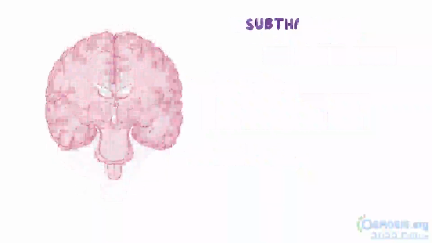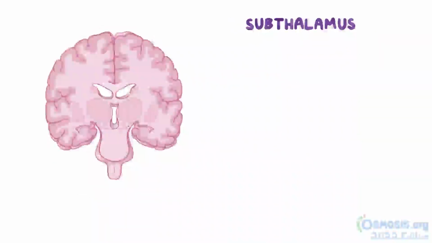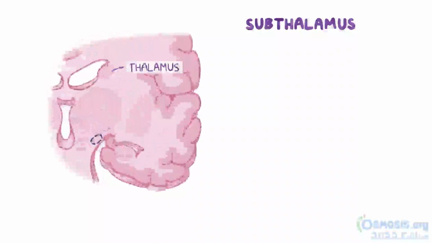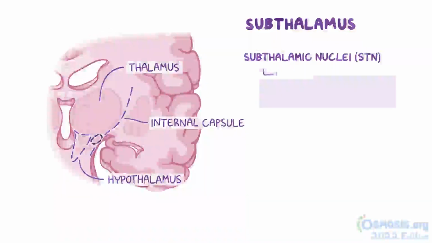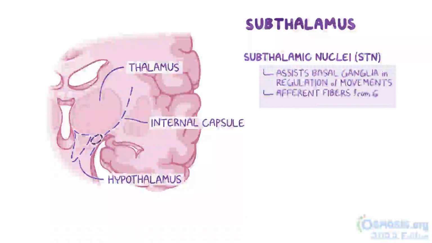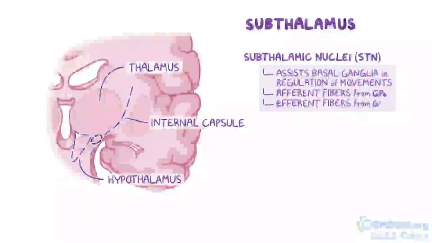Then there's the subthalamus, which is a part of the diencephalon located ventral to the thalamus, lateral to the hypothalamus, and medial to the internal capsule. It contains the subthalamic nuclei, or STN for short, which assists the basal ganglia in the regulation of movements. The STN receive afferent fibers mainly from the globus pallidus externus and project efferent fibers mainly to the globus pallidus internus.